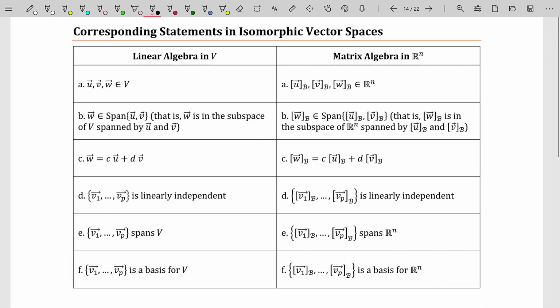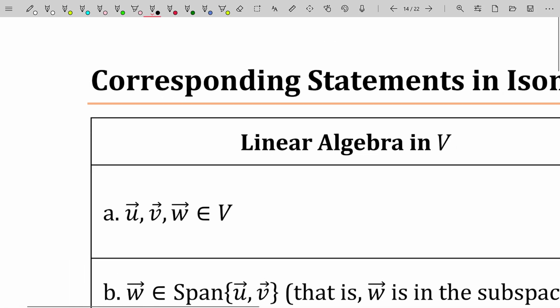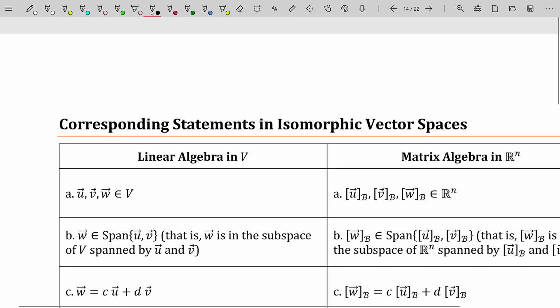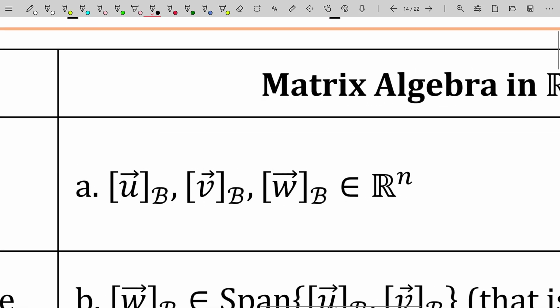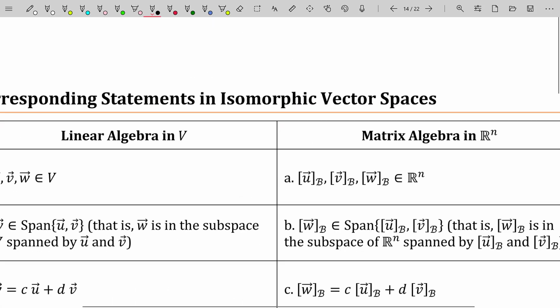And before I go through this table, I want to credit it to the author David Lay. This is actually from his text, and I think it's a great table. So with abstract vector spaces, we have vectors in our vector space. But they get changed over into Rn as B coordinate vectors. So as long as u, v, and w are in the vector space V, then the coordinate vectors u sub b, v sub b, w sub b are all in Rn. And vice versa, by the way.